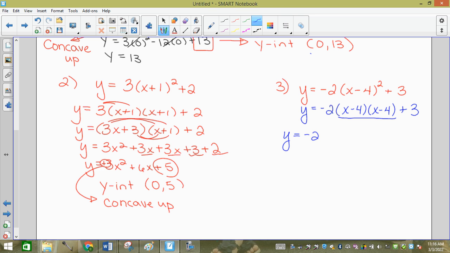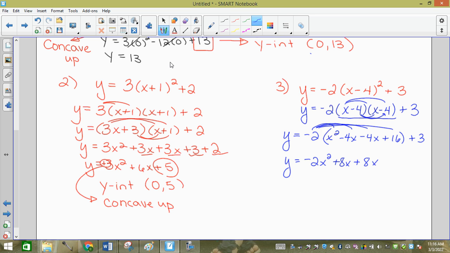So negative 2, and then in a bracket, x times x, x squared. Negative 4x, plus 16, plus 3, and then I have to distribute. If you did it the other way, don't go erasing it, as long as yours is right. Negative 2x squared, negative 2 times negative 4 is positive 8x, negative 2 times negative 4 is positive 8x, negative 2 times 16 is negative 32, plus 3.